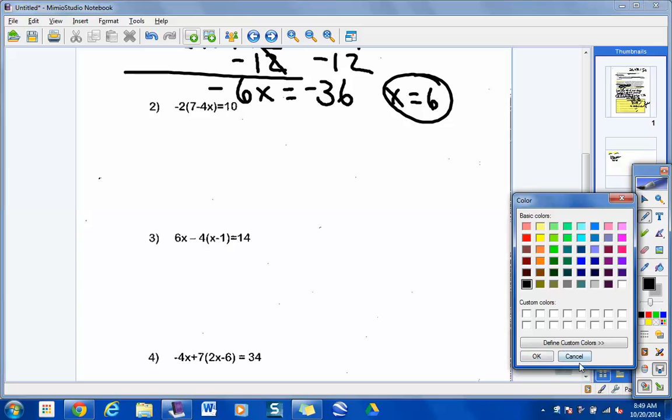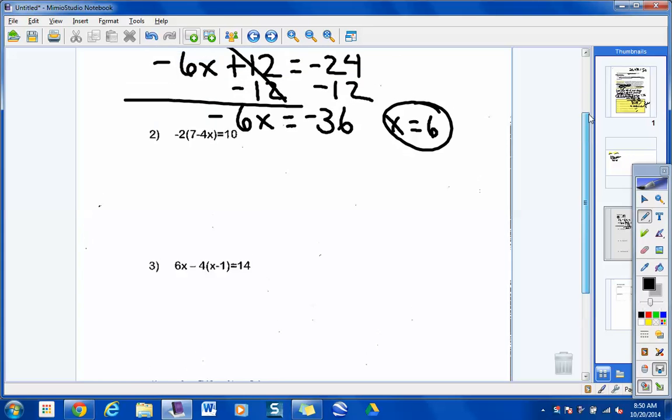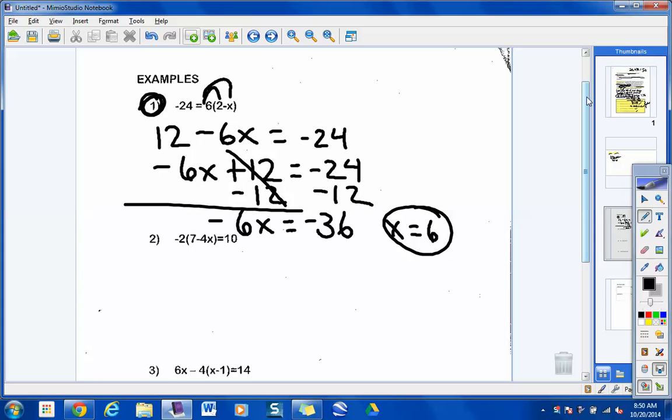If I didn't rewrite it and just had it the way that it was originally, that's fine. What did you do here if you didn't rewrite it? So it was -24 equals 12 minus 6x. Okay. I put plus 12 on both sides. Careful. The way it's written right here, what kind of 12 is that already?